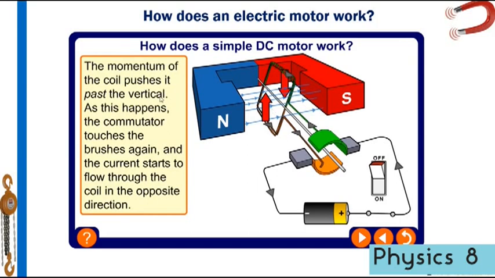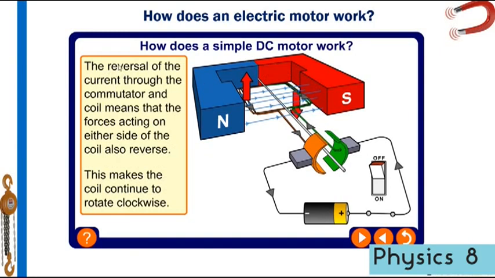However, what happens is the momentum of the coil actually pushes the coil past the vertical. And when it does that, the commutators now touch the brush again. So you can see here that this commutator is now touching that brush because of the momentum of the coil pushing it forward so it touches the brush. And when that happens, the current starts to flow through the coil, but this time it flows in the opposite direction.